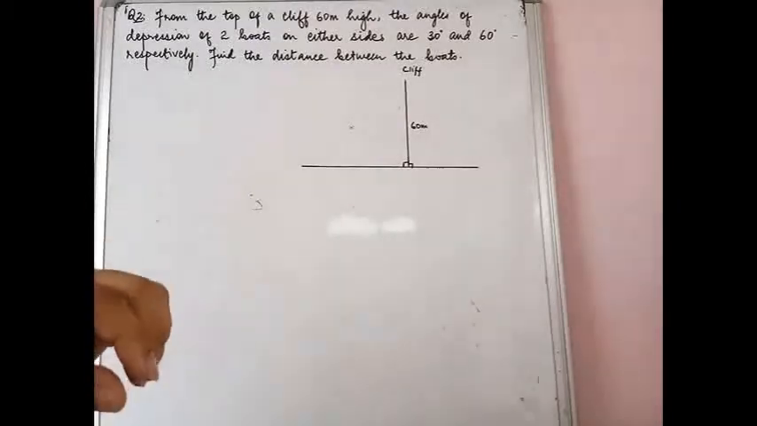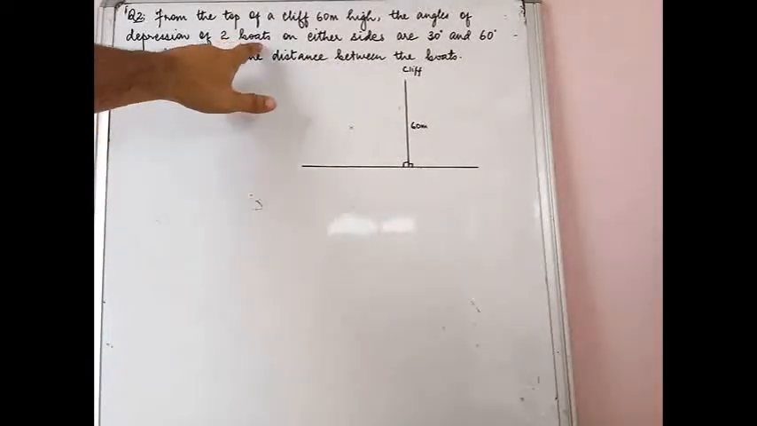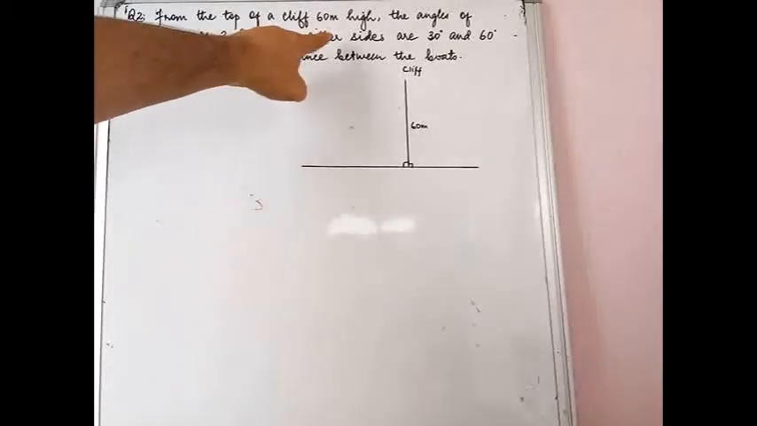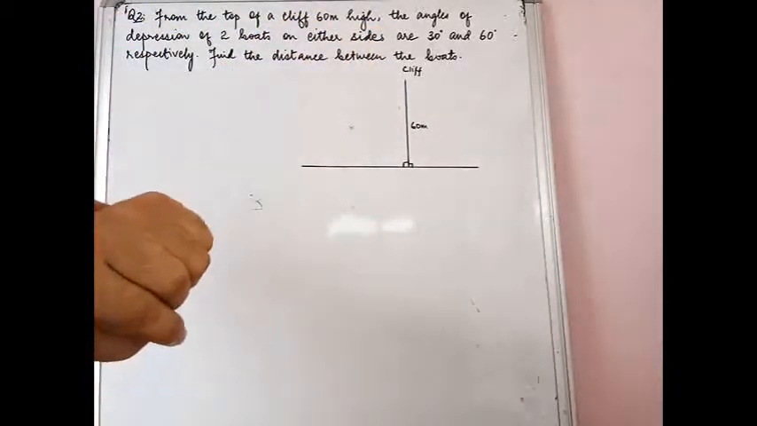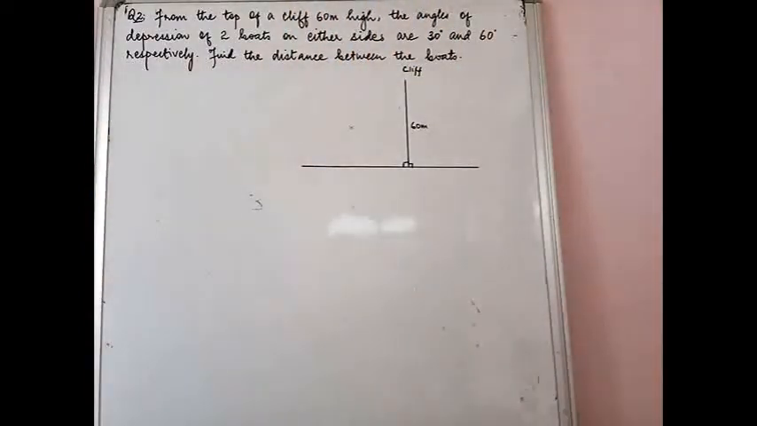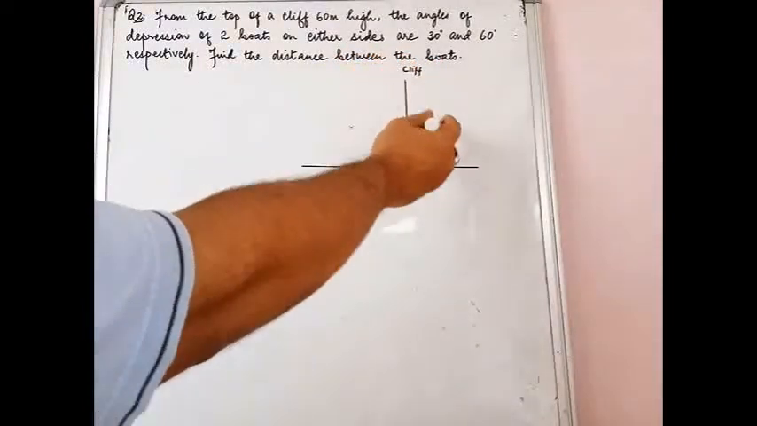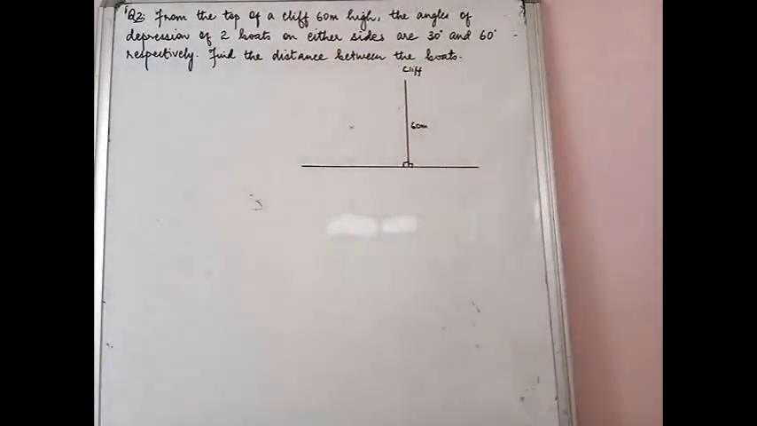Okay. So where is he looking? He is looking at two things. See, he is looking at two boats, and the boats are on either side of the cliff. So that means one boat is on the left side, the other boat is on the right side, and he is looking once at this boat, then at this boat. So let us complete the diagram.